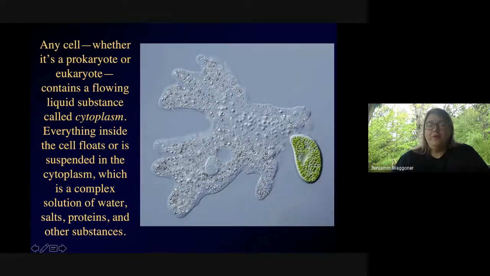Prokaryotes have this too. Every cell has cytoplasm on the inside, and it's a very complex solution. There's lots of water, there are salts, there are other atoms, there are proteins, there's other substances, and then of course there is the nucleus and various organelles that are floating in the cytoplasm or suspended in it. So cytoplasm is just the gooey stuff on the inside of a cell, and both prokaryotes and eukaryotes have this.